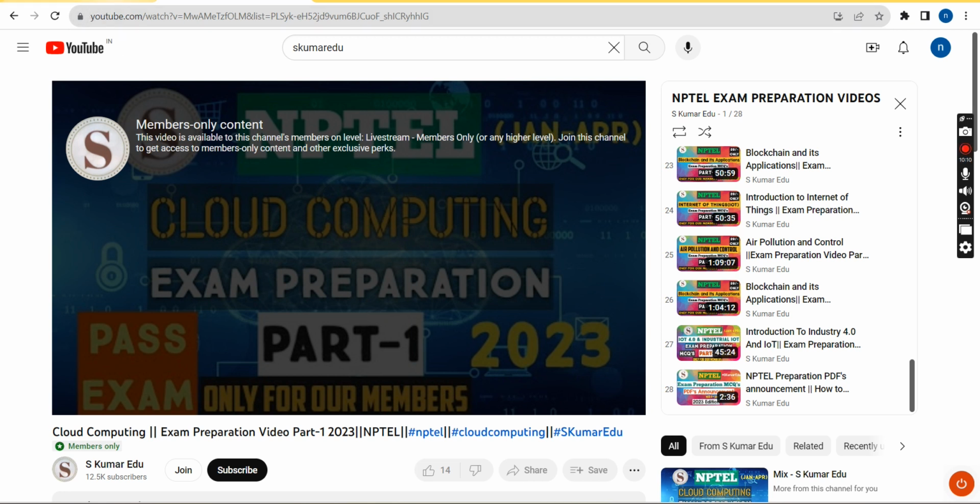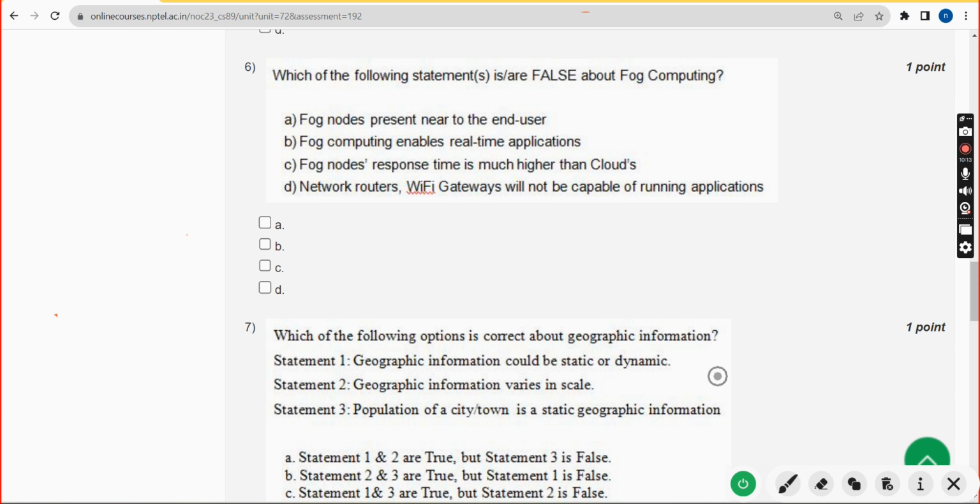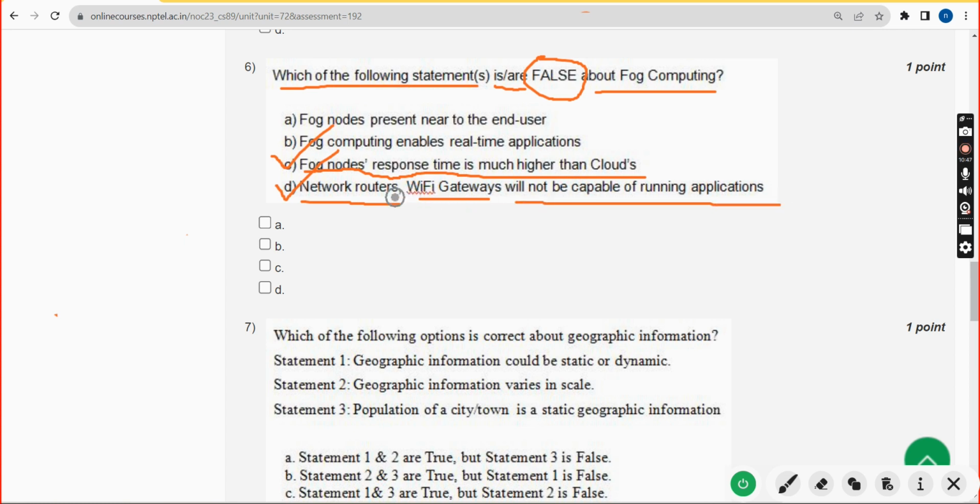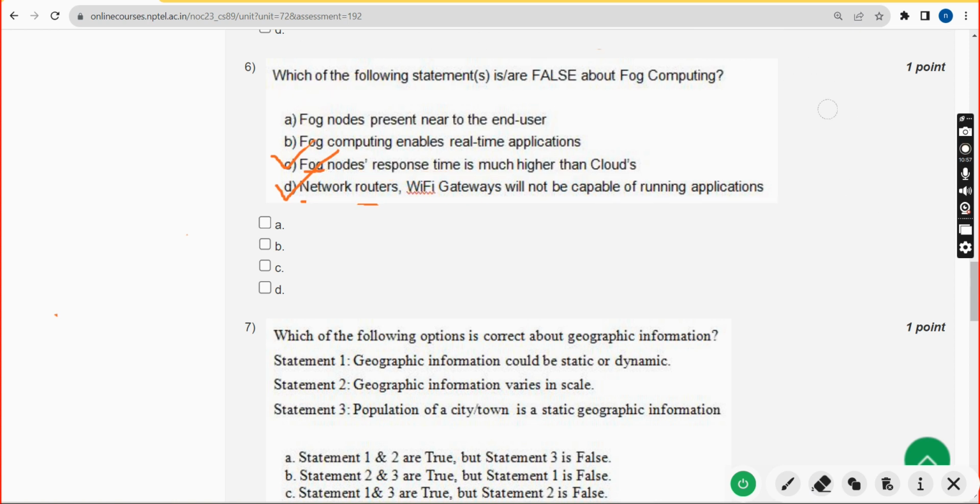So now let's get back to the solutions. Sixth question: which of the following statements is false about fog computing? For the sixth question, there are actually two correct answers. The first one is option C, fog nodes' response time is much higher than clouds, and the other one is option D, network routers and Wi-Fi gateways will not be capable of running applications. These two are the false statements about fog computing. So mark option C and option D.